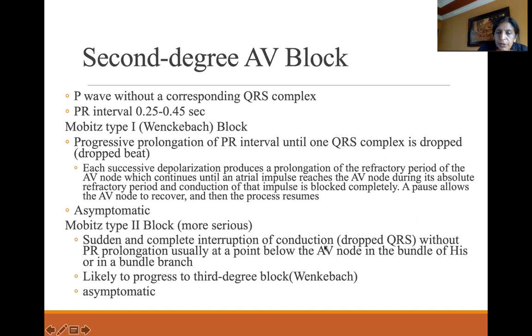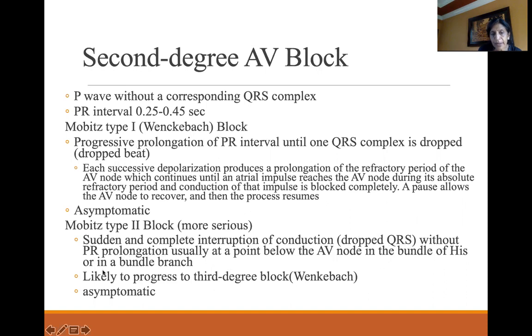Okay, so how does this compare to Mobitz type 1 block? Well, here there is prolongation of PR interval until QRS complex is dropped. So there is prolongation of PR interval. Okay, here without PR prolongation. Got it? So this is a dropped beat, and this is dropped QRS.